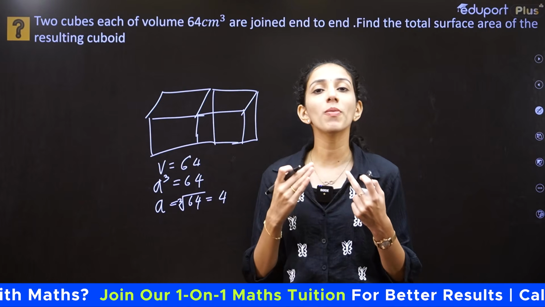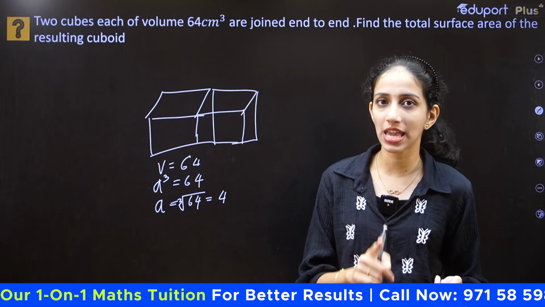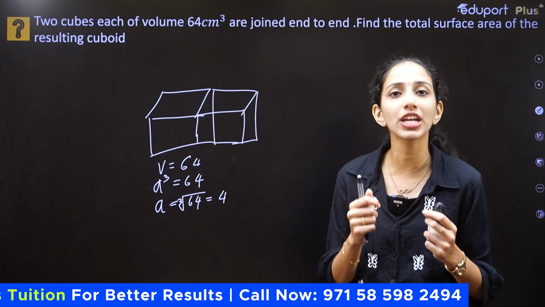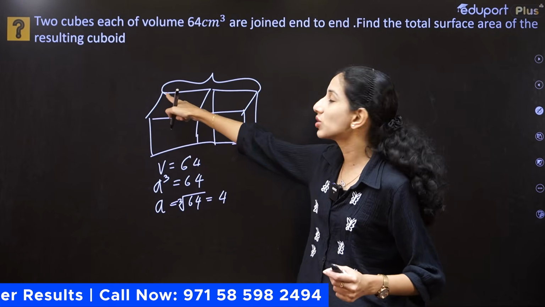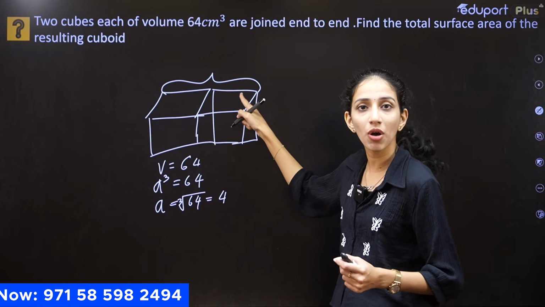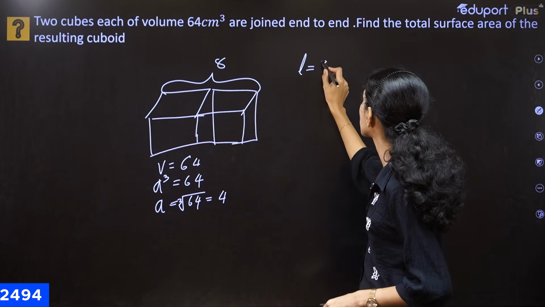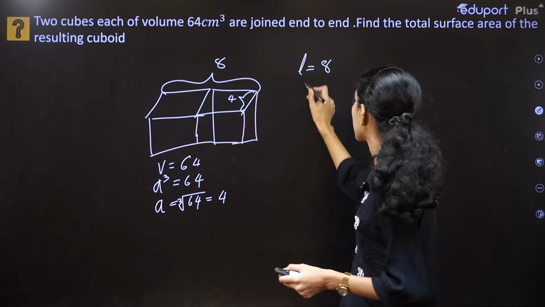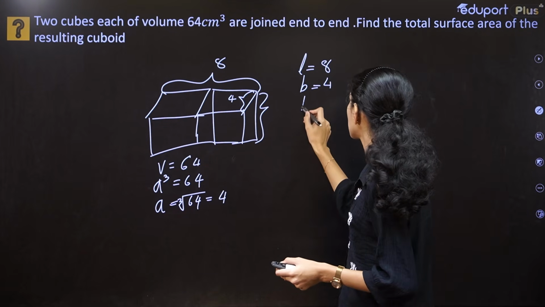Okay, so what is the formula for finding the total surface area of a cuboid? 2 into LB plus LH plus BH. So, if you want to find out the total surface area, we require the length, breadth and height of the cuboid. Okay. So, what is the length of this cuboid? It will be 2 times that of our cube, because up to here we have edge length 4. Then here we have one more 4. So, what is the length of the cuboid? Length of cuboid is equal to 4 plus 4 equals 8. Then what is the breadth of this cuboid? Breadth is equal to 4. Then what is the height of the cuboid? Height also is equal to 4.